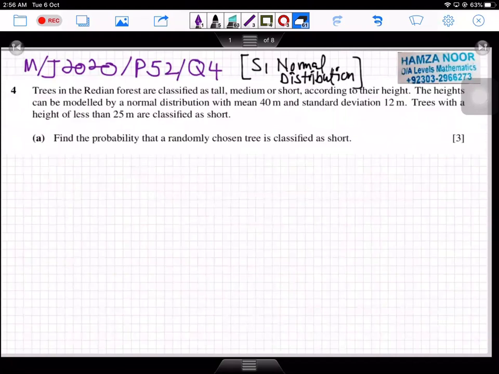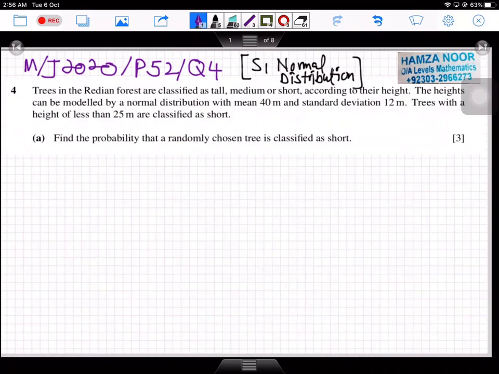Trees in the radian forest are classified as tall, medium, or short according to their height. The heights can be modeled by a normal distribution with mean 40 meter and a standard deviation 12 meter. Trees with a height of less than 25 meter are classified as short. Find the probability that a randomly chosen tree is classified as short.